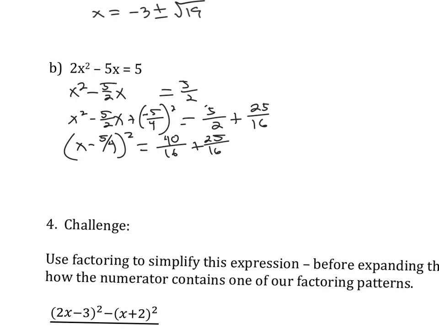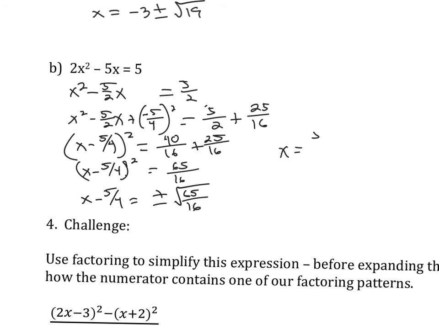Okay, so we get x minus 5/4 squared is equal to 65 over 16. That means that x minus 5/4 is equal to plus or minus the square root of 65 over 16, which means that x is equal to 5/4 plus or minus the square root of 65 over 16.